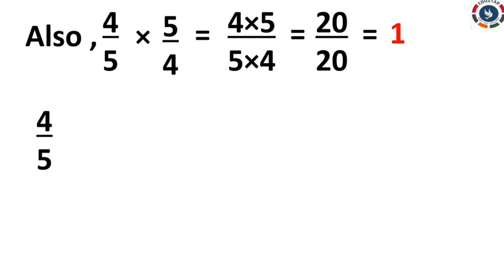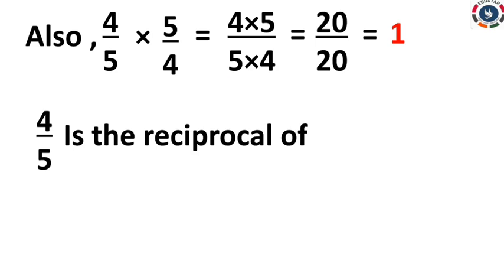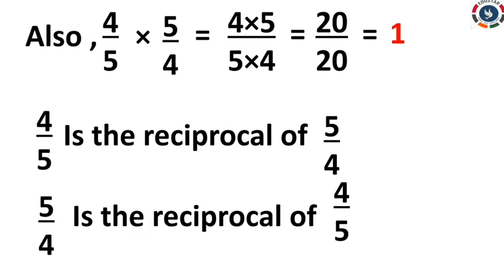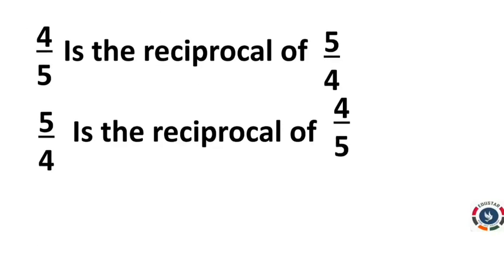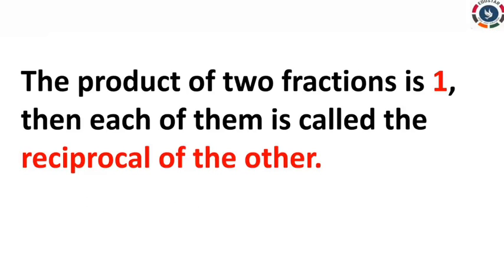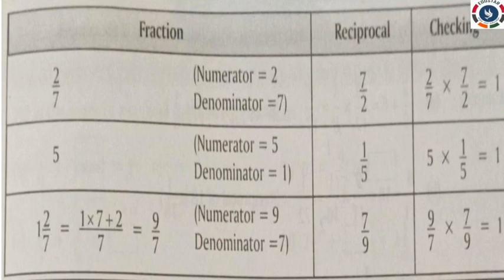Okay. So 4 by 5 is the reciprocal of 5 by 4, and 5 by 4 is the reciprocal of 4 by 5. So while multiplying a fraction by its reciprocal, you will get the answer 1. What we have learned from that: if the product of two fractions is 1, then each of them is called the reciprocal of the other. Now some examples are given for you.